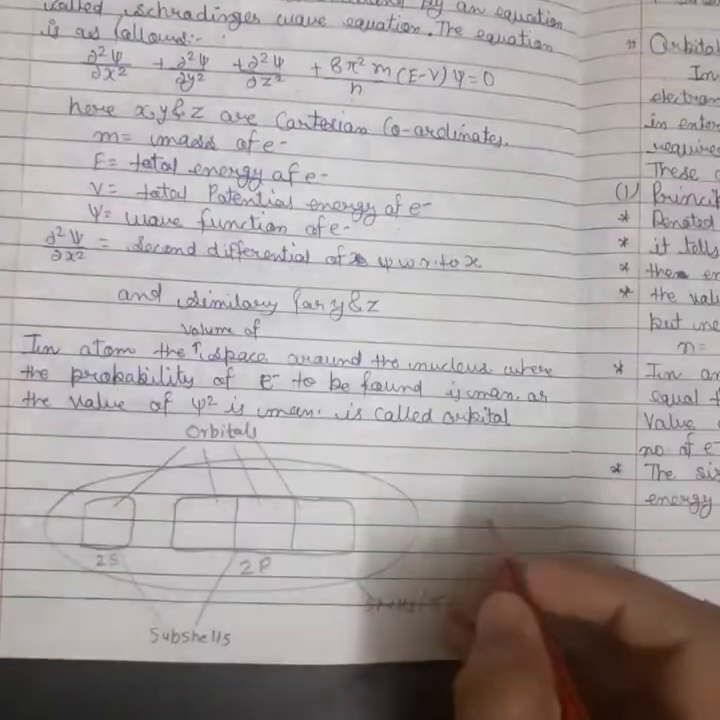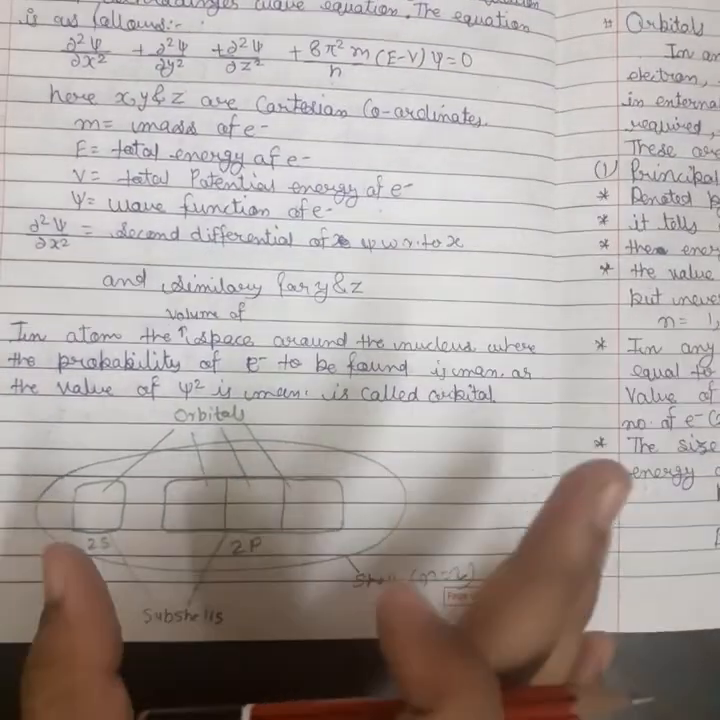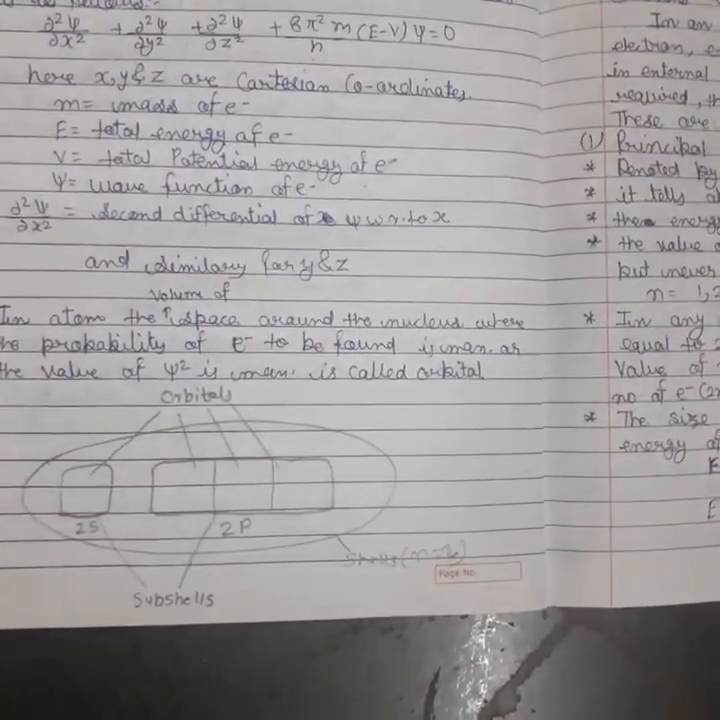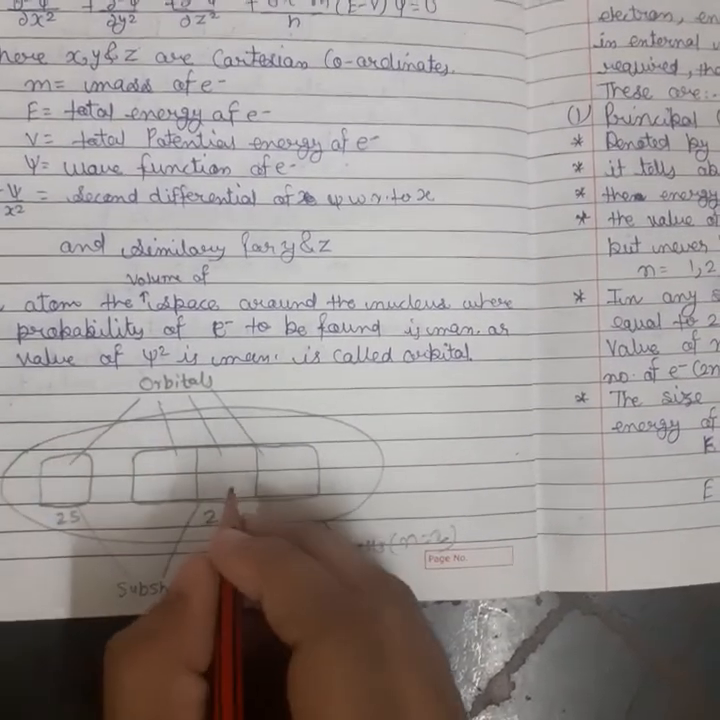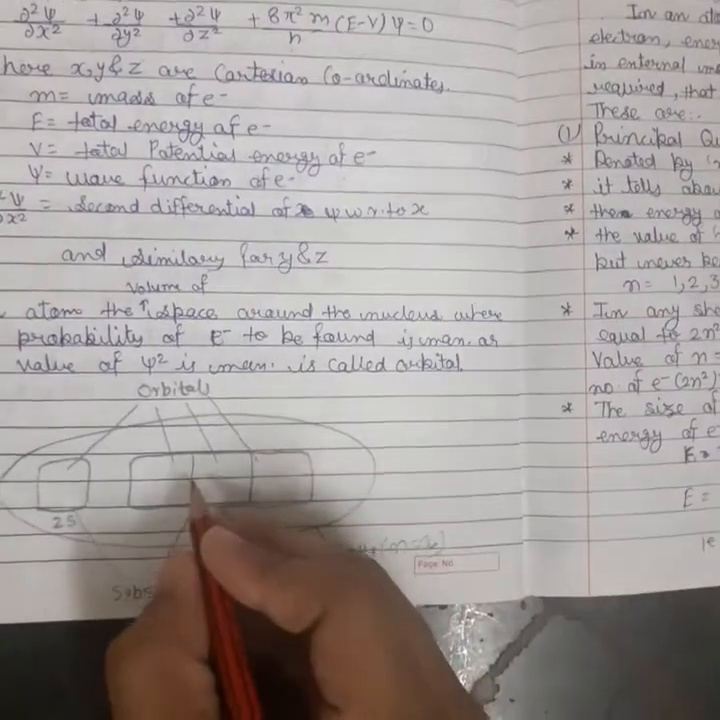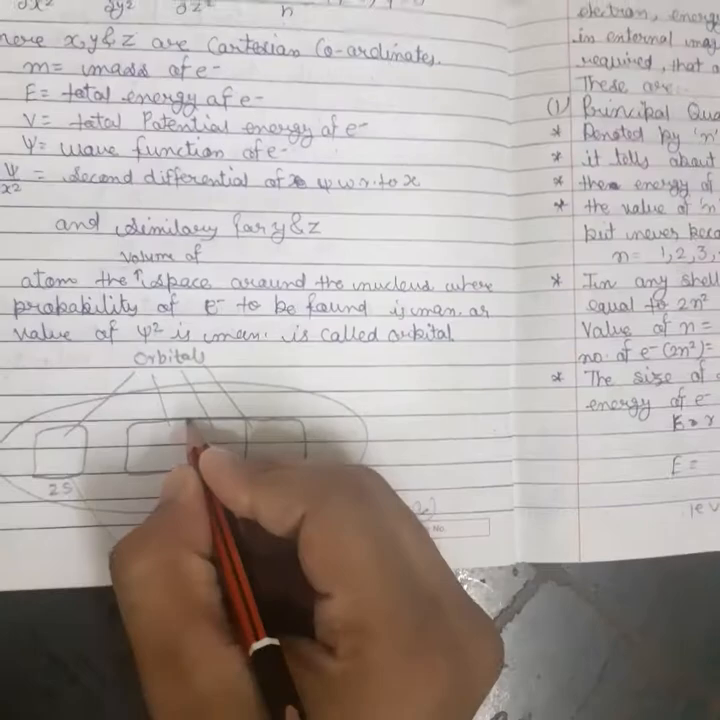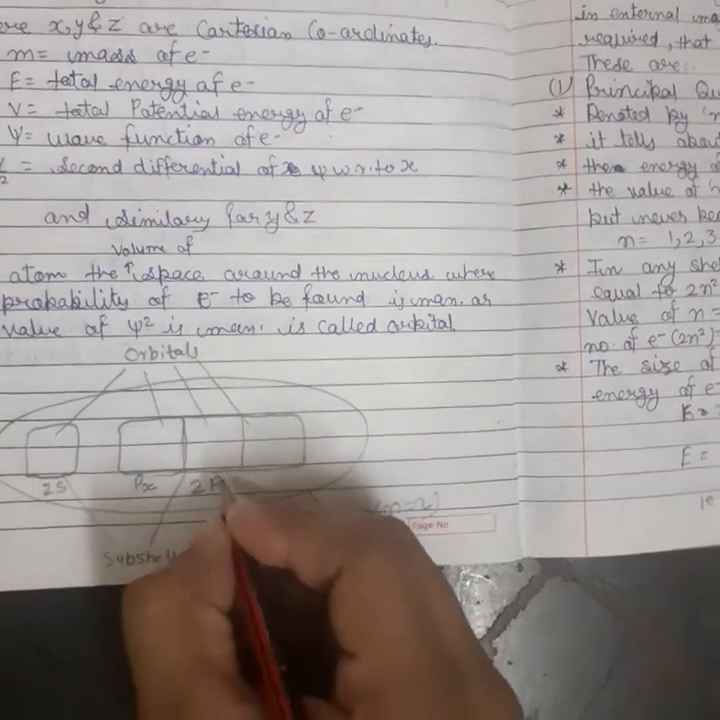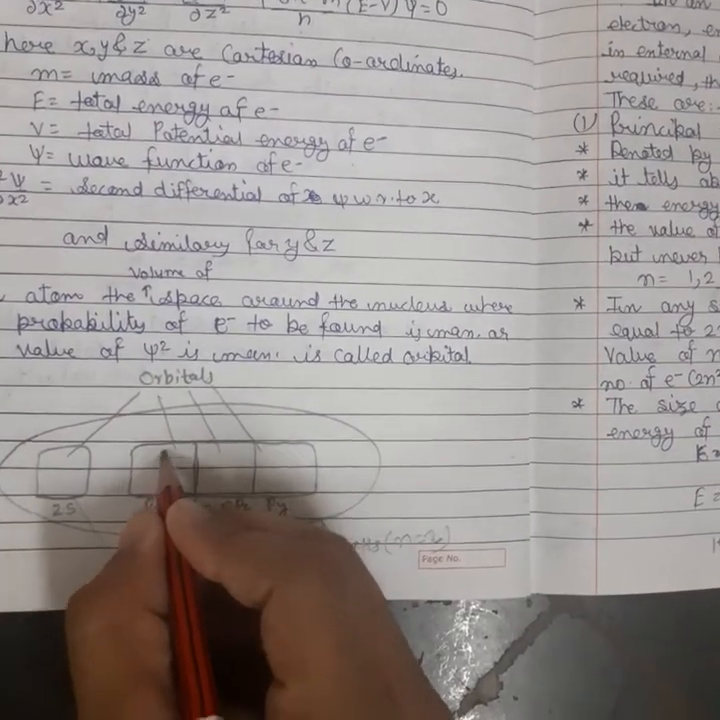Let's consider that this is a second shell, and in the second shell there will be only two subshells, 2s and 2p. In 2s only a maximum of 2 electrons can be filled, and in 2p a maximum of 6 electrons can be filled. So 2s has no further orbitals, but 2p has further orbitals. That means 2p can be further divided into individual units. This is the first orbital, this is the second orbital, and this is the third orbital, and we can define them like px, pz, and py. So an electron can be present in any of these.